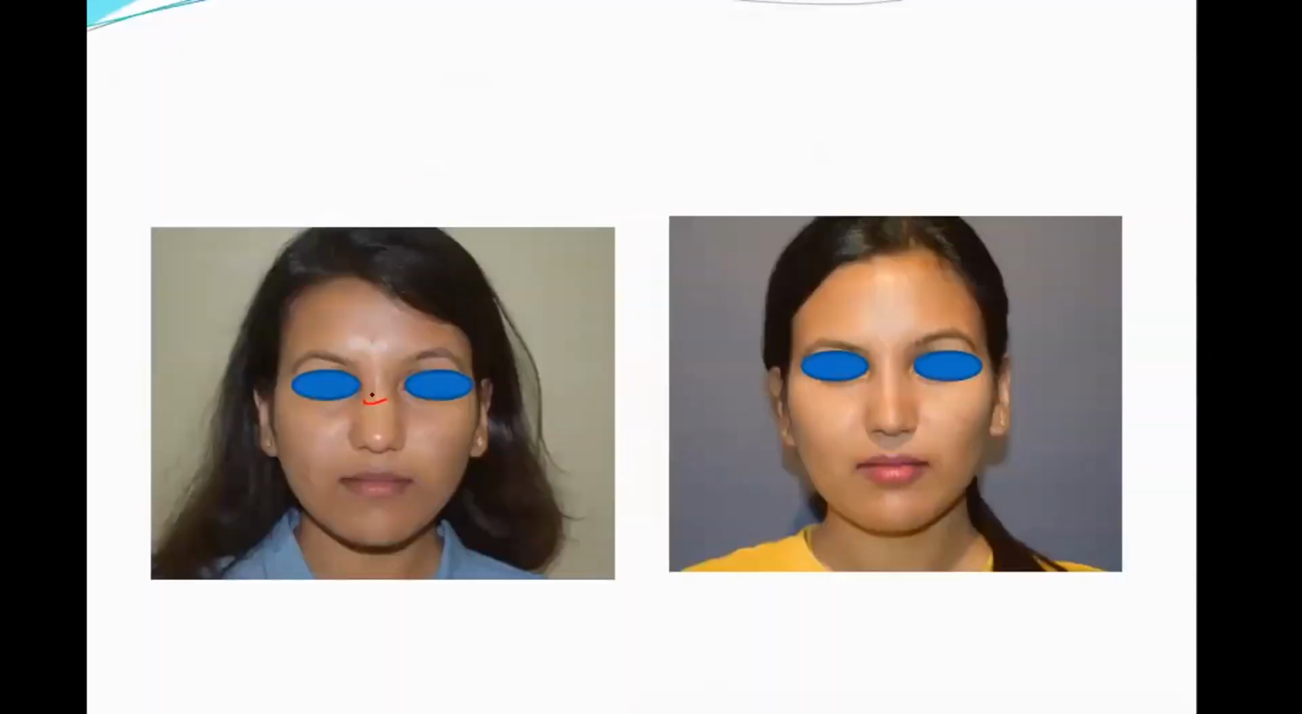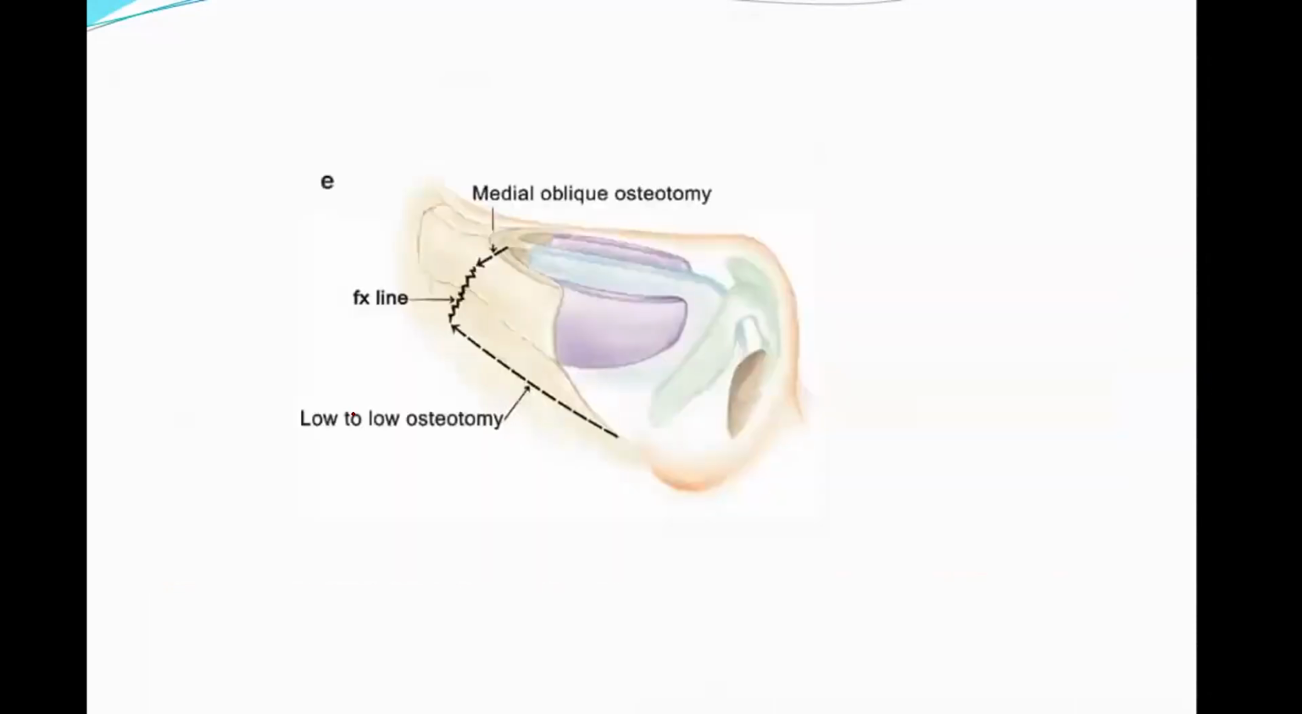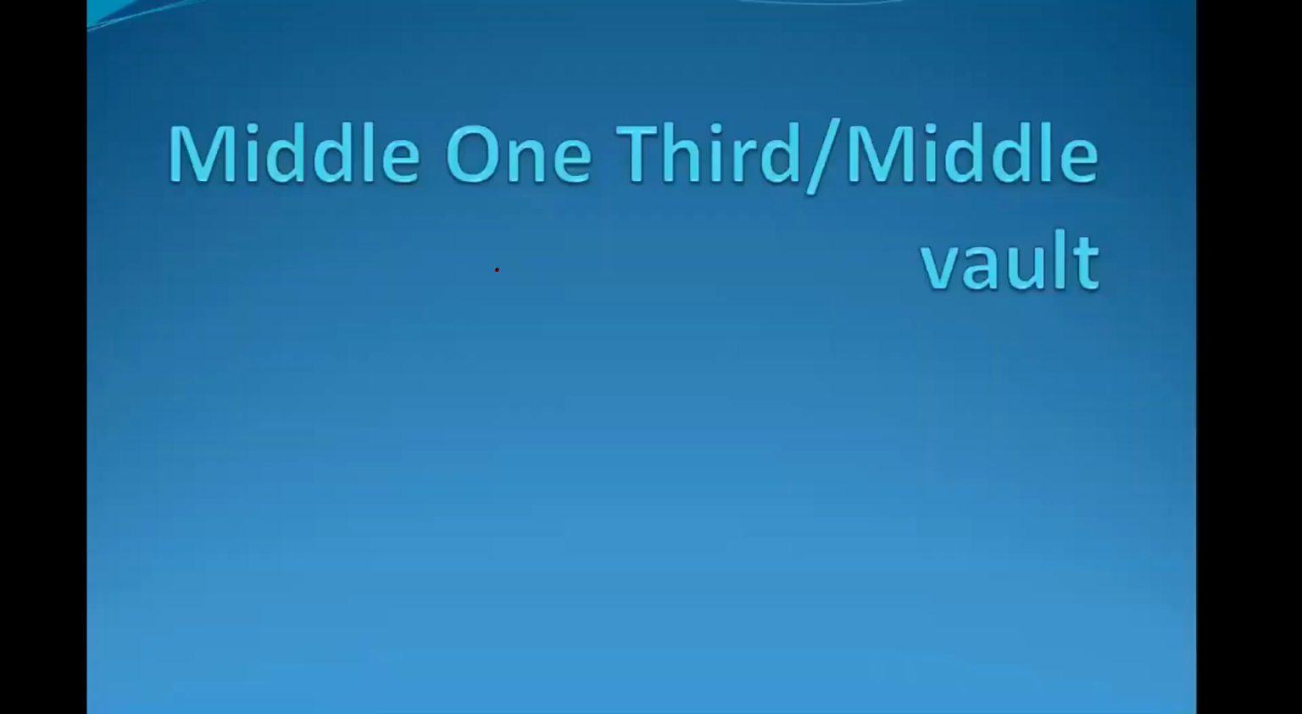The profile was not low, but it looked wide because her bony dorsum was wide enough. So you will need to do a low to low osteotomy to get this whole thing inside and angulated. While the previous one was to get a symmetry, this one was to get the narrowing.